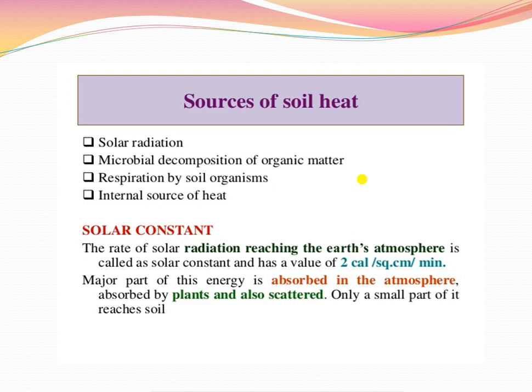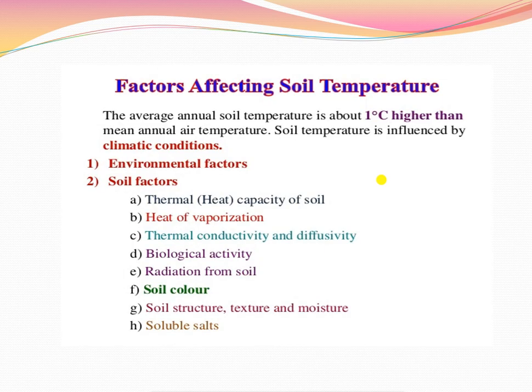The solar constant: we all know that the rate of solar radiation which reaches the Earth's atmosphere is called a solar constant and has a value of 2 calories per square centimeter per minute, which is in a scattered form, which is absorbed by plants, and only a small part of it reaches the soil for increasing temperature. Okay, that is all about different sources of soil heat. Then let's study factors affecting soil temperature.